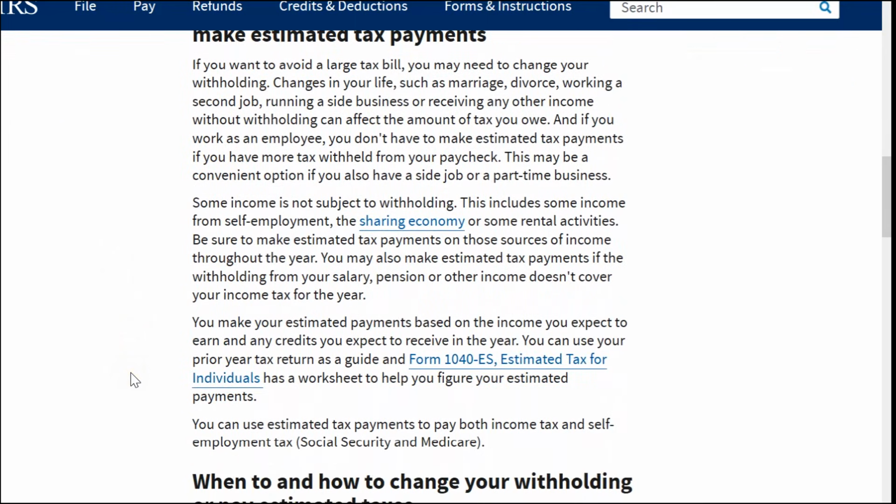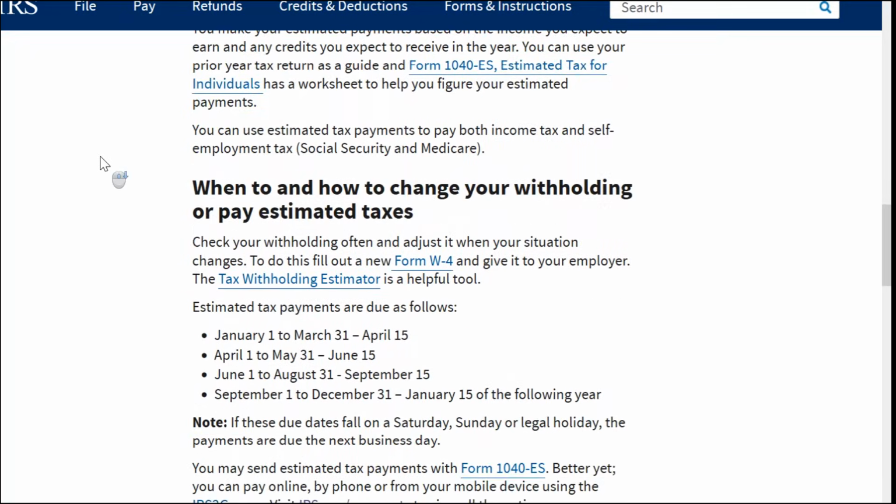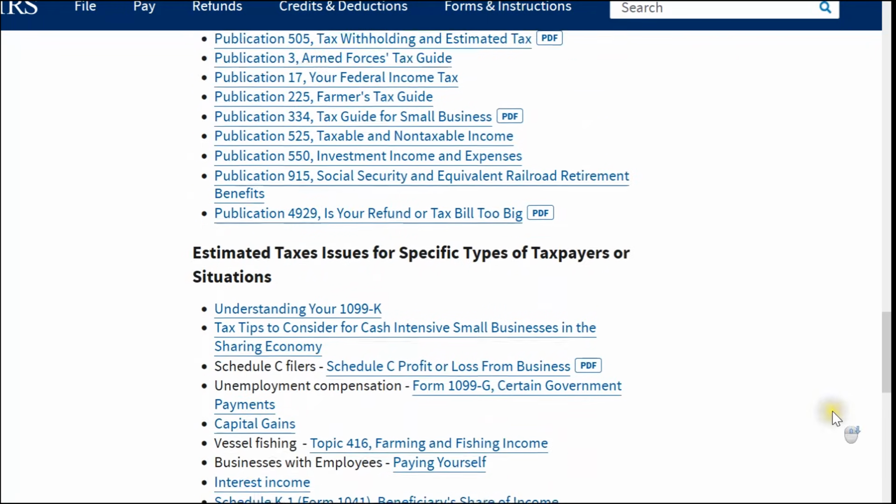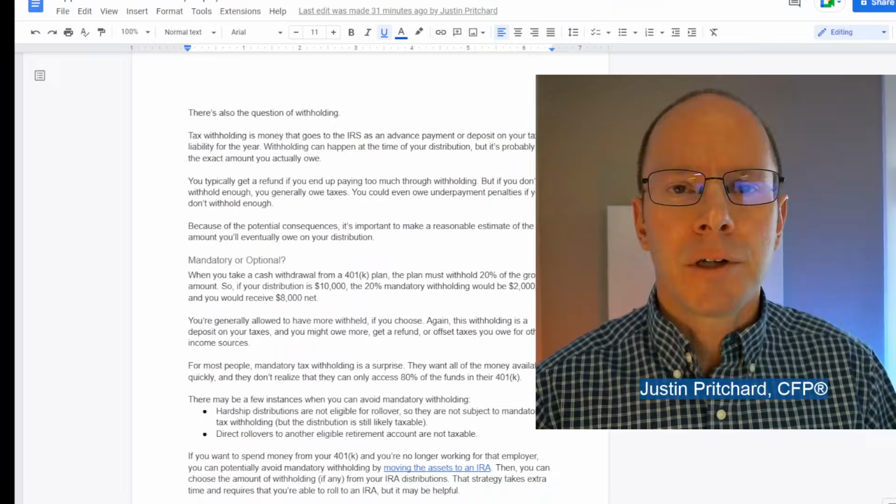But there's also the question of withholding. So tax withholding is money that goes to the IRS as an advance payment or a deposit on your tax liability for the year. And that can happen at the time of your distribution, but it's probably not the exact amount that you actually owe. If you end up paying too much through withholding, then you might get a refund of that money, or it might offset some of the tax you would owe for other income sources. But on the other hand, if you don't withhold enough, you're generally going to owe more taxes. So when you file your taxes, you will find out that you didn't withhold and you owe the IRS money. And you could even owe underpayment penalties if you don't withhold enough.